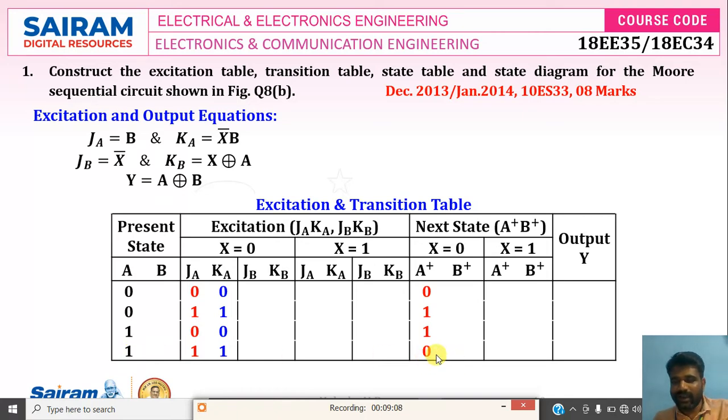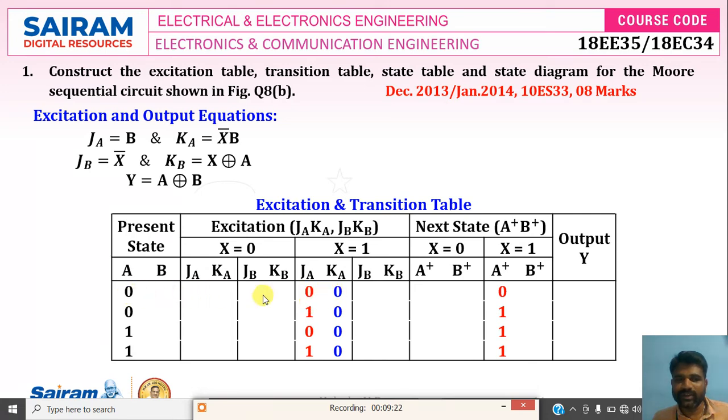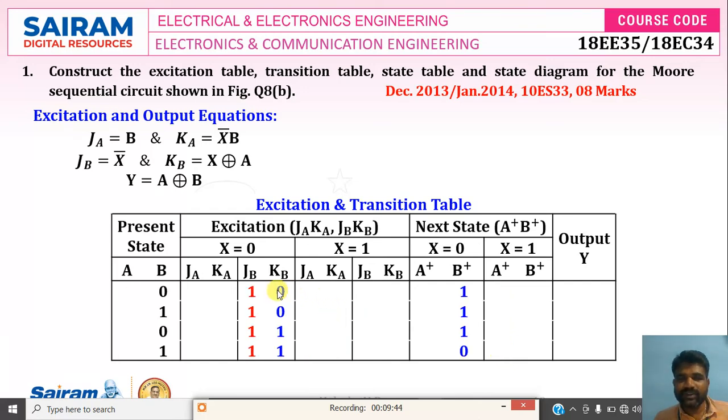Next, to write A plus when x is equal to 1, consider JA, KA when x is equal to 1 and present state A. Again, 0 0 is the same as present state. Here also 0, here also 0. When it is 1 0, irrespective of the present state, it is set, so 1. Again 0 0, same as present state. Here present state is 1, next state is also 1. Again 1 0, irrespective of the present state, it is set. Clear na?